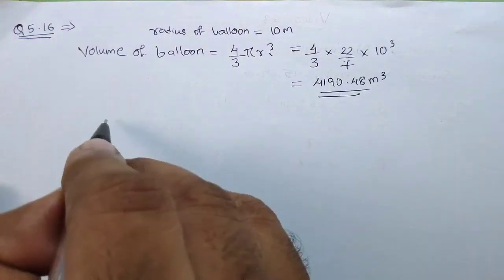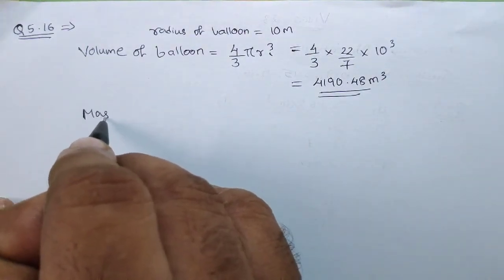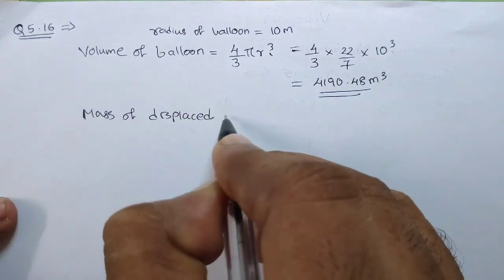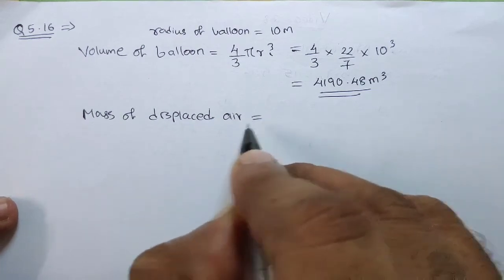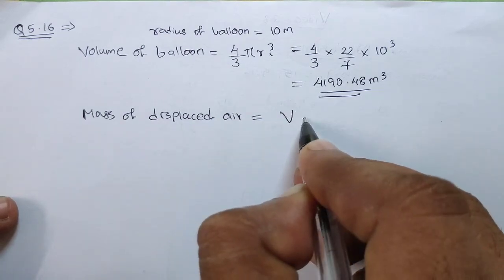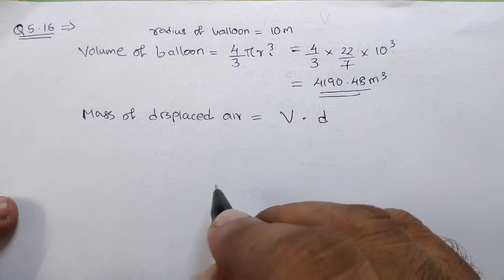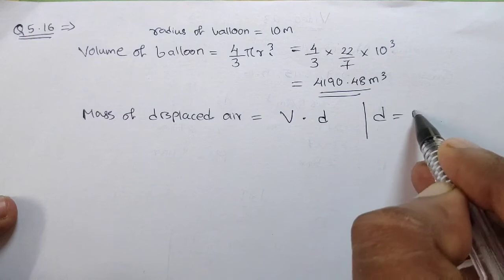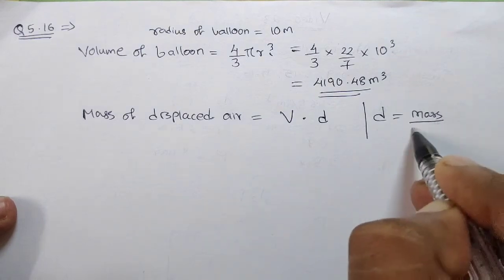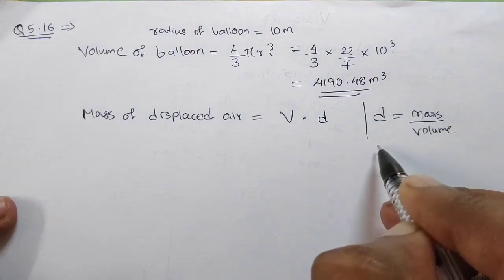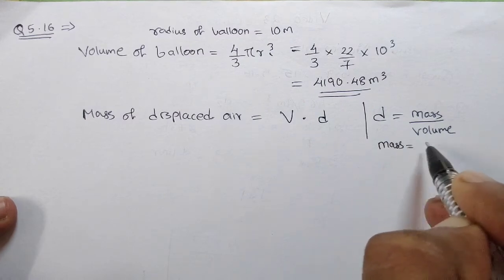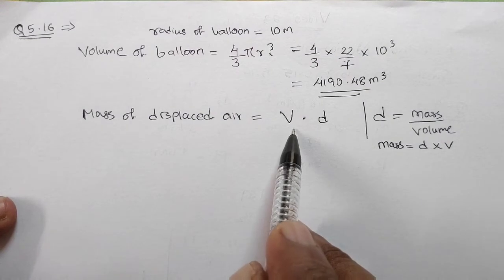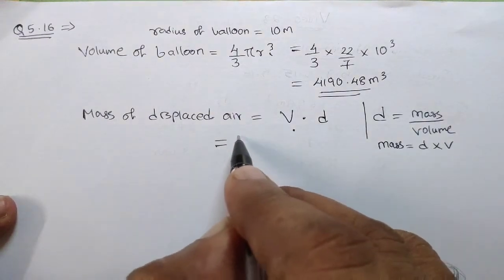Now the second part of the question, mass of displaced air. The word is very simple. The mass of displaced air means the volume into the density of the air which was given. You understood? If you didn't understand, it is very easy. Density is equal to mass upon volume, right? So the mass will be equal to density into volume. That same thing we have done here. Understood?